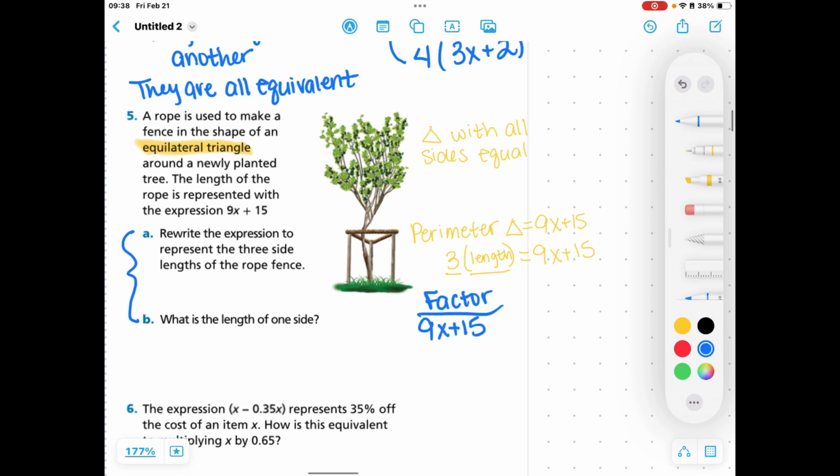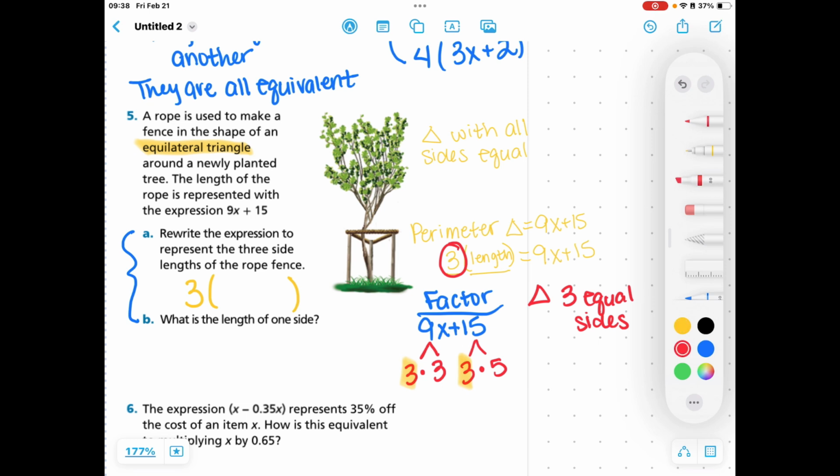The main thing that we need to do, though, is that we need to focus on this 3. So I know I want to pull out a 3 from both of the numbers. Why? Because the triangle has 3 equal sides. An equilateral triangle is going to have 3 equal sides. So 3 times what's going to give me 9? Well, 3 times 3. And 3 times 5 gives me 15. That gives me the 3 that I was looking for. That gives me the 3 for the 3 sides of a triangle.